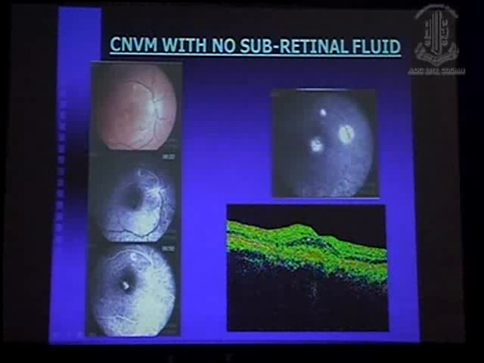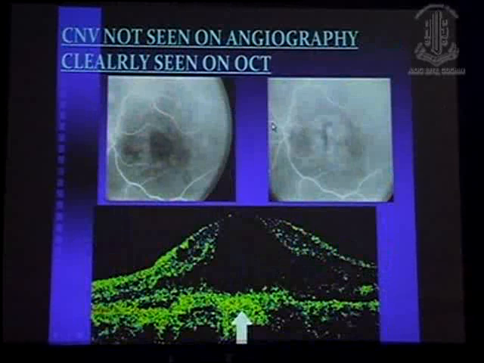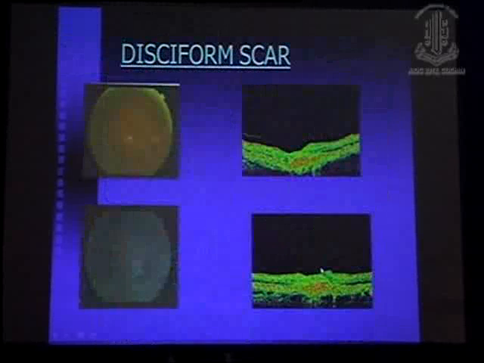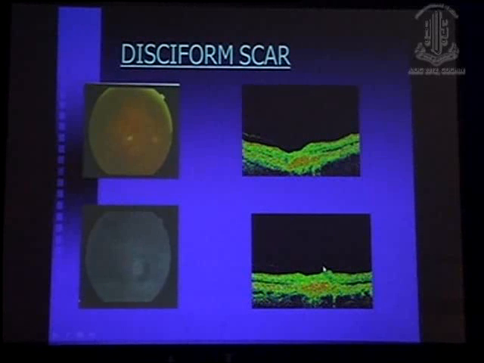Then this is a CNVM where there is no fluid at all. And again, the thing is that you have to know what you're dealing with. CNVM which is not clearly seen on angiography, it's a very diffuse picture, you really don't know whether there's a CNVM, but on the OCT you can clearly make out the area of the CNVM.